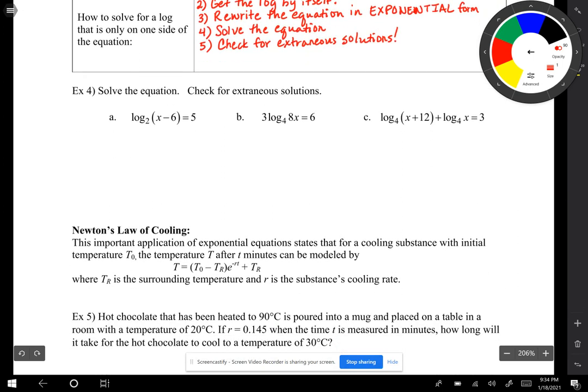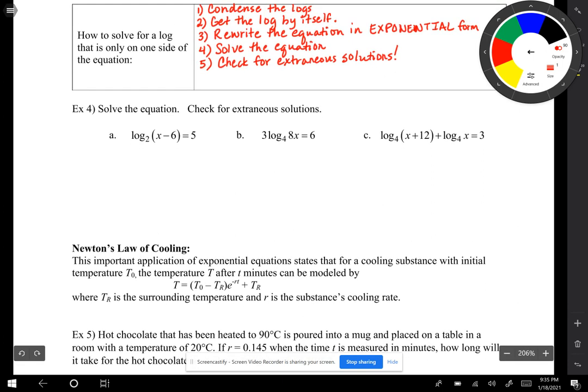All right, and it's a big hint. If I say solve the equation and I write afterwards check for extraneous solutions, you should check for extraneous solutions. So let's look at each of our steps. Step 1, condense the logs. Well, the logs are already condensed. There's only the word log appearing once on either side of the equation. So step 1 is done.